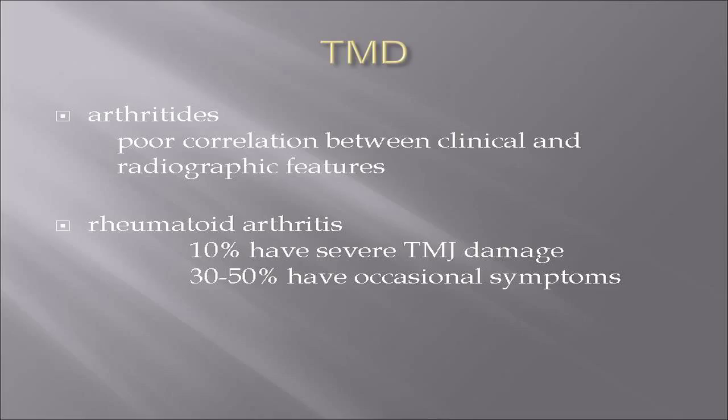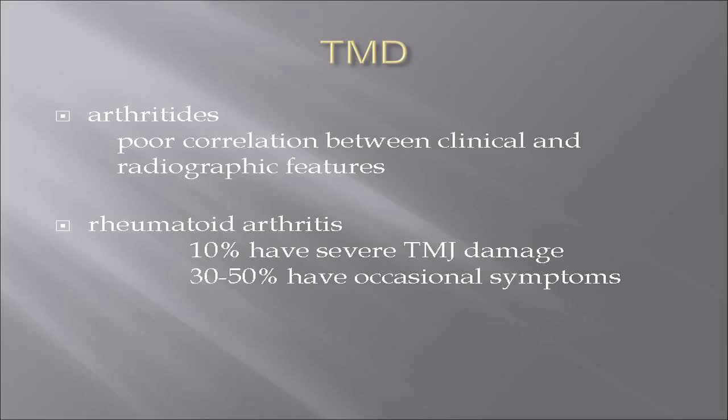In terms of the arthritides, there is a poor correlation between what you may see, as I've mentioned, on radiographs and the actual clinical signs and the patient's symptoms. We have a number of patients who have crepitus with quite marked signs, but they're not complaining particularly of any symptoms, and they may have quite marked changes on imaging, on CT. So there's not really a good correlation between signs and radiographic features.